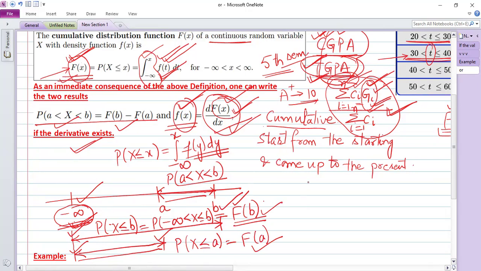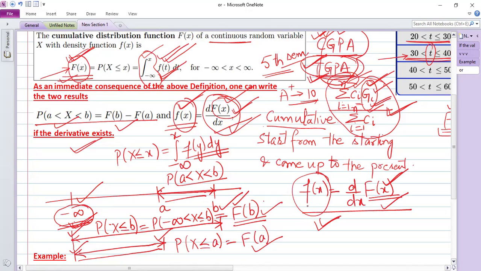And I told you that the PDF is nothing but the differentiation of the CDF. So this is one of the important results for us. We will use this whenever the CDF is given for any random variable, but we need the PDF, the probability density function. Then this formula is the way of obtaining the PDF from the CDF in case of a continuous random variable.